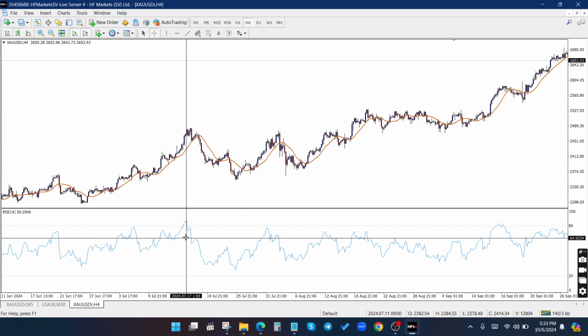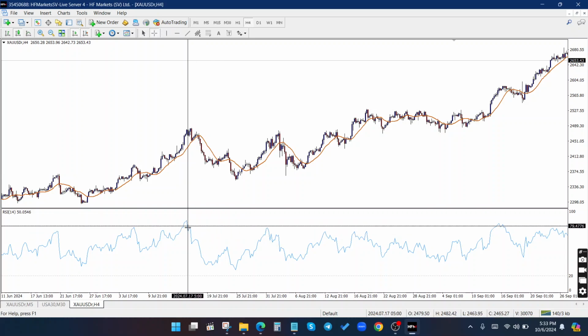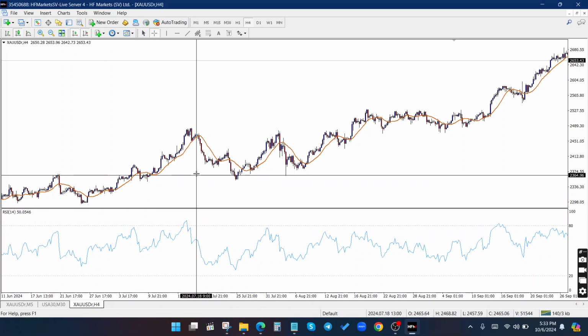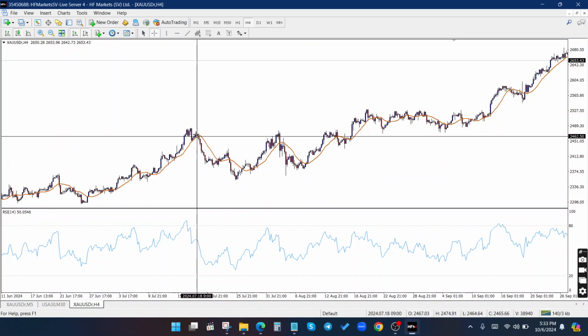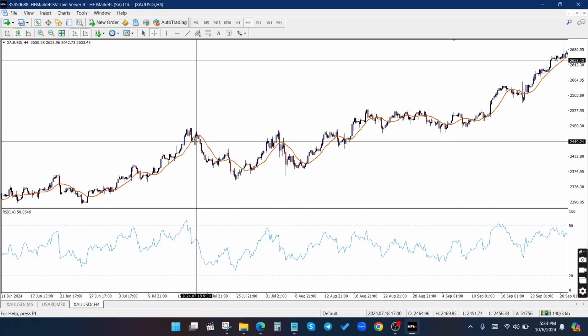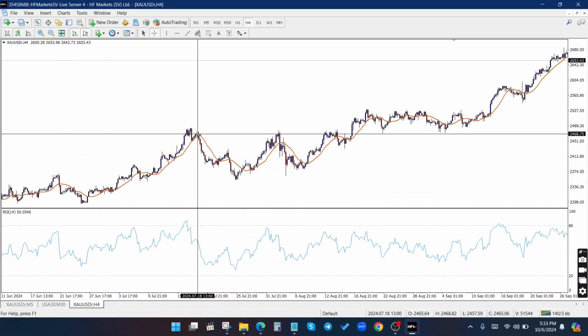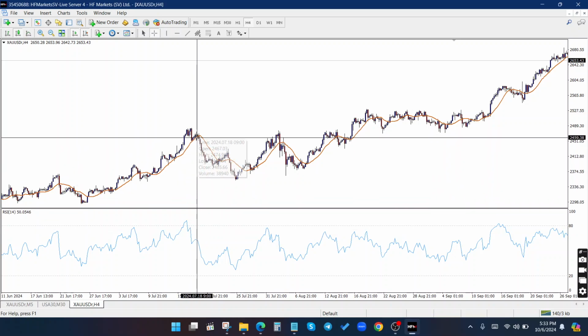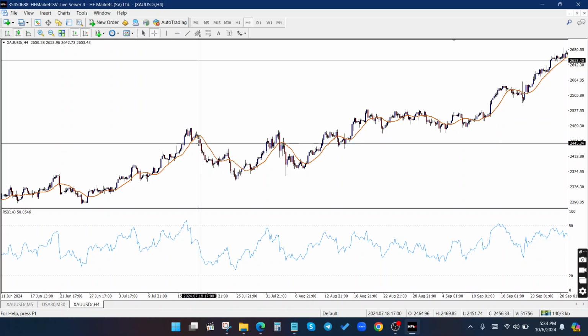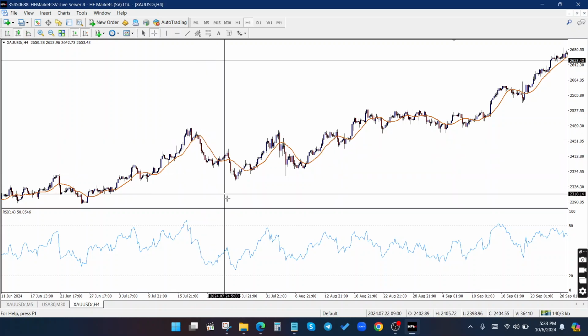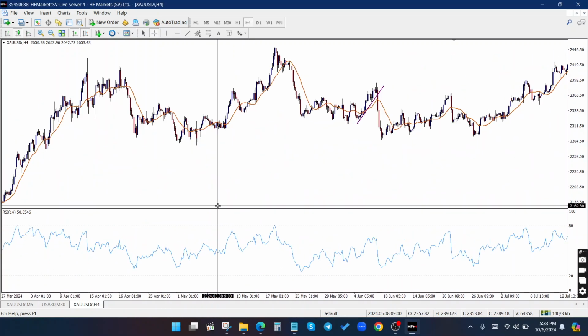So now we can see that once the RSI gave you a signal, it was not long later before the moving average confirmed the signal. So the RSI gave a sell signal here. Just shortly afterwards, you can see that the moving average also confirmed it because the price dropped below the moving average.